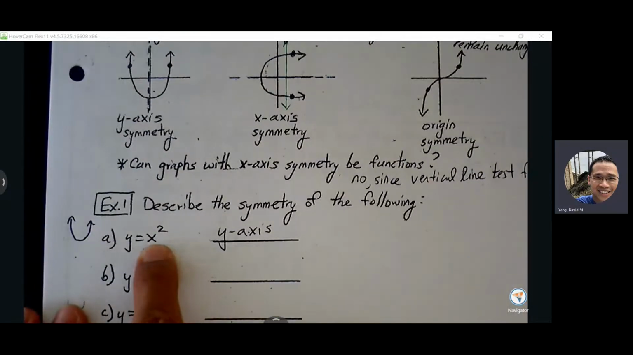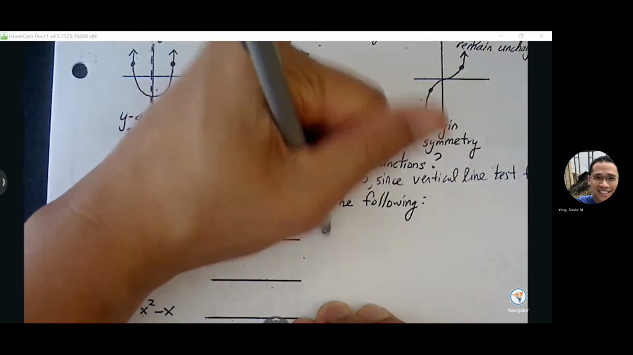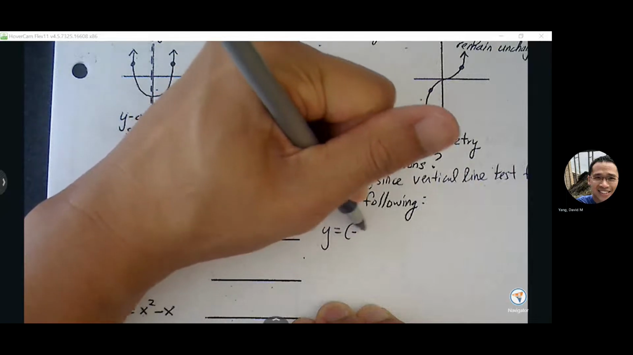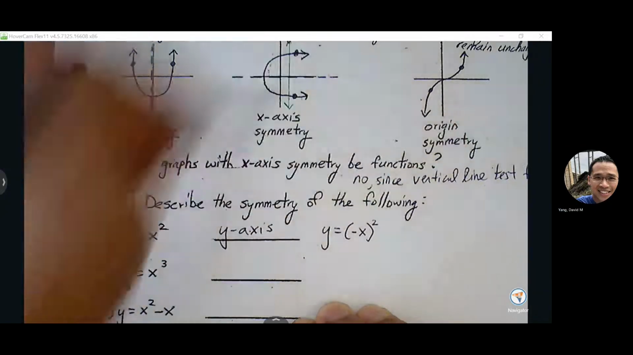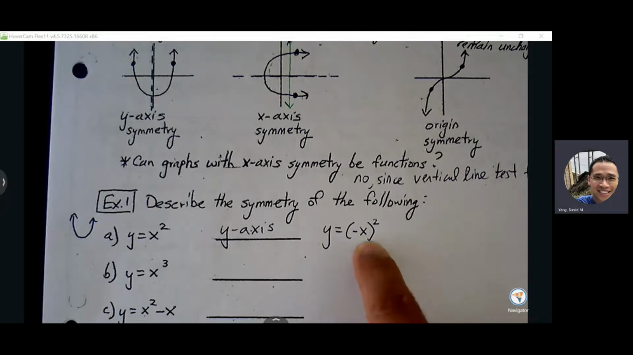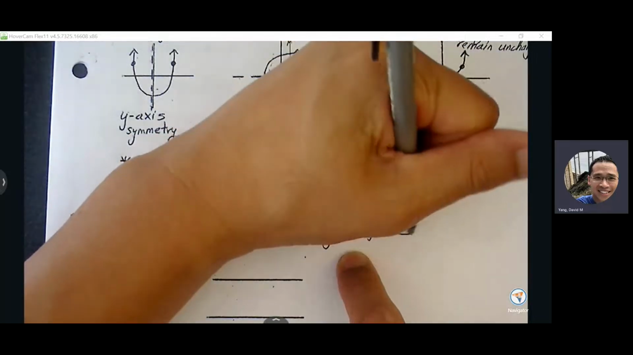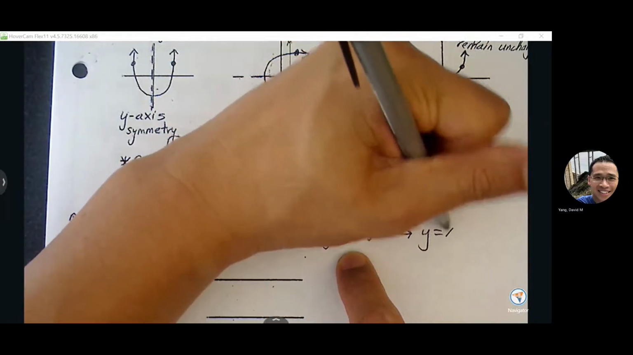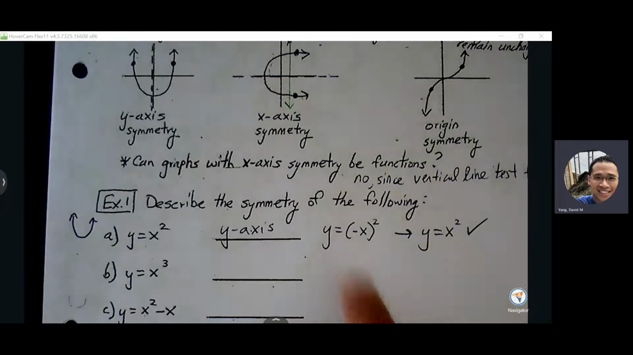Okay, so I'm going to take the x, replace it with negative x. So if I try to clean that up, it's going to take me back to the original equation. Yes, all right, so negative x squared. If I square a negative, the negative goes away. So this does fulfill that y-axis symmetry test.